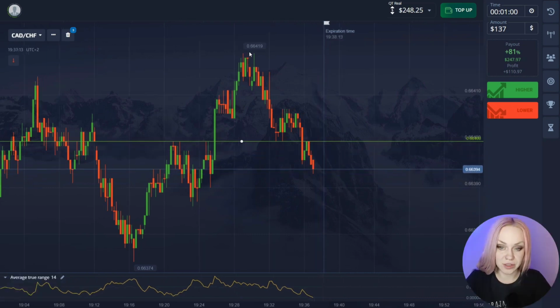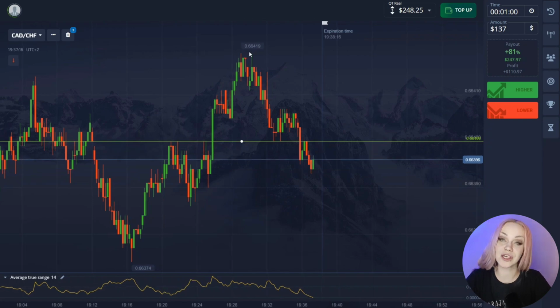Our trade closes below the entry point, and here we make a profit. 1 minute was just enough for this trade, so let's continue and find some more working cases.